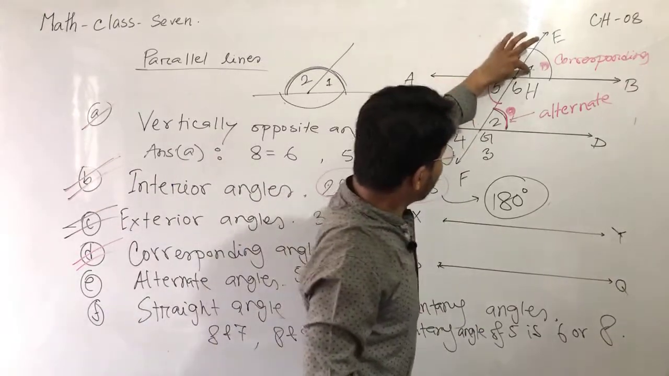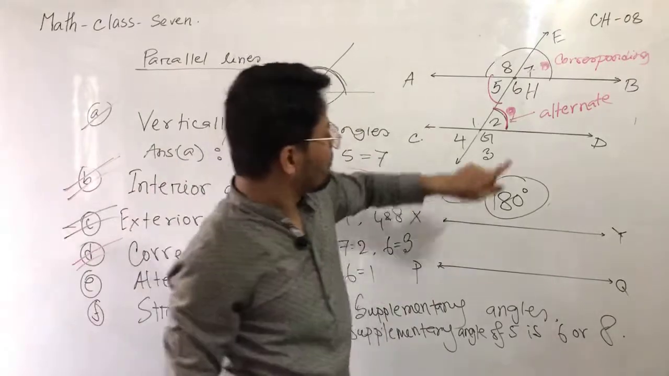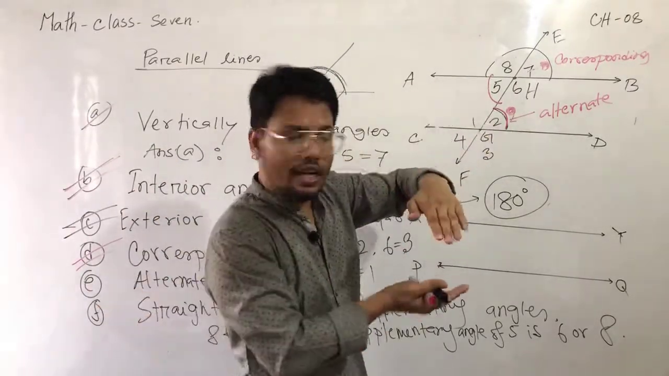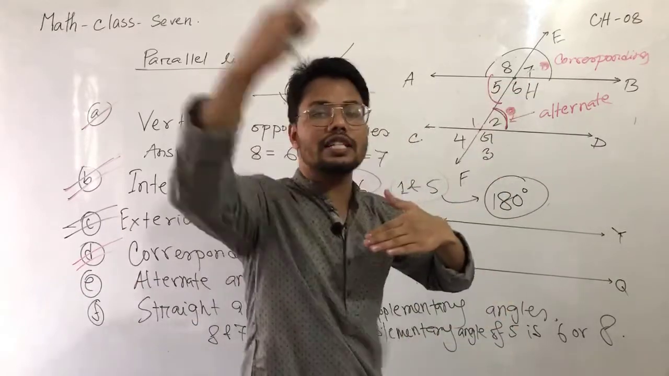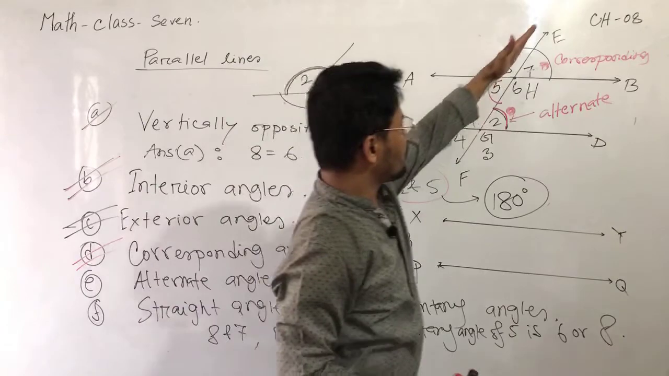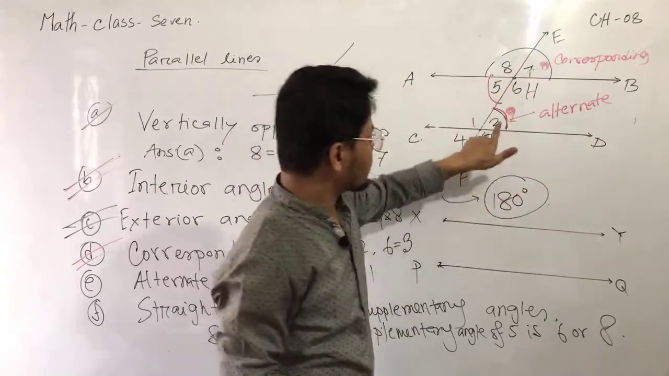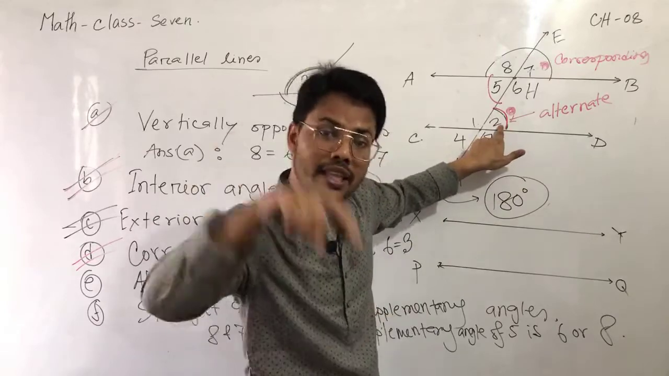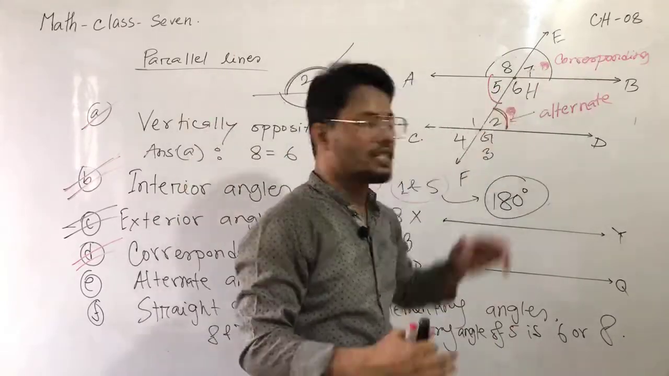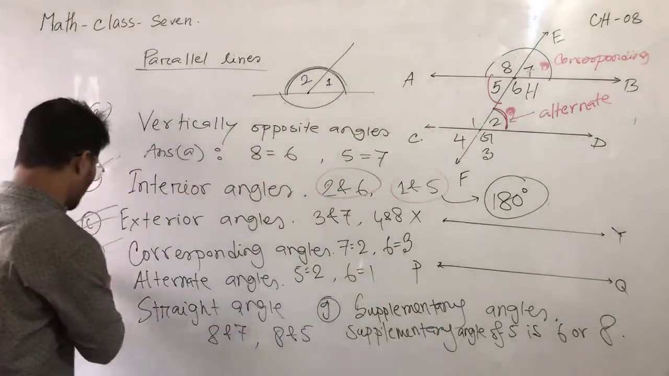Look, 7 and 2 are on the same side of the transversal, but angle 2 is inside the parallel lines, and angle 7 is outside the parallel lines. So we will follow two conditions: corresponding angles will be on either one side of the transversal, one angle will be inside the parallel lines and one outside, one external and one internal. Now is it clear? Inshallah, hopefully you understood this properly.